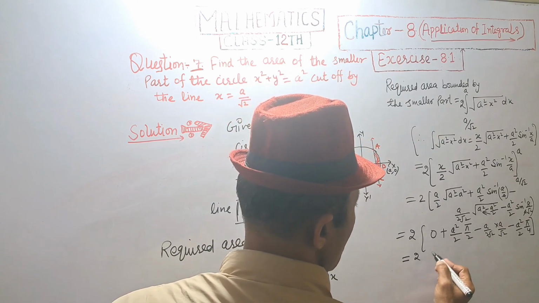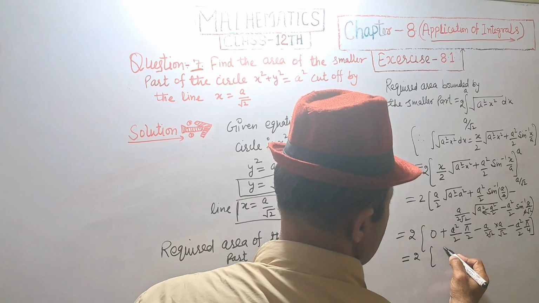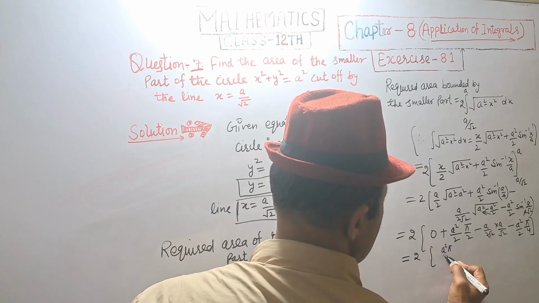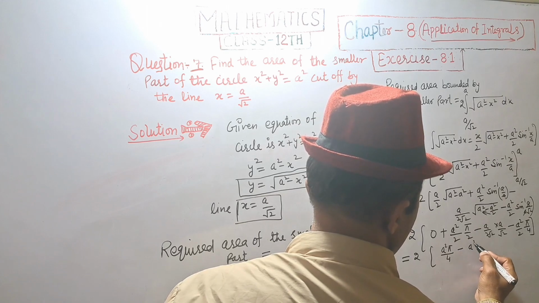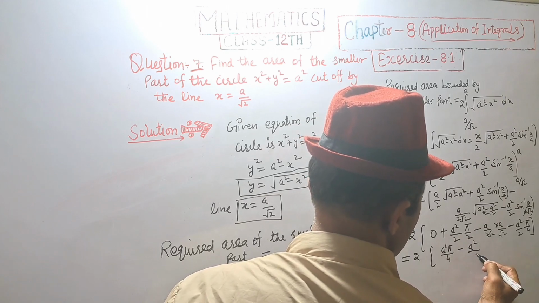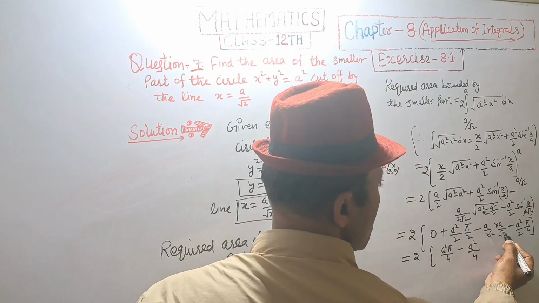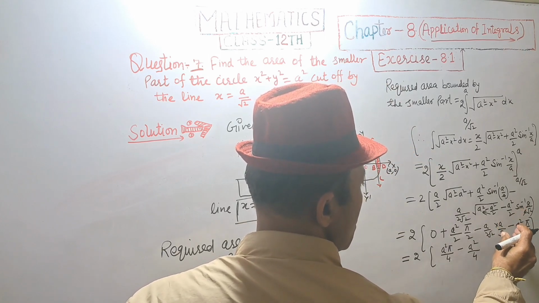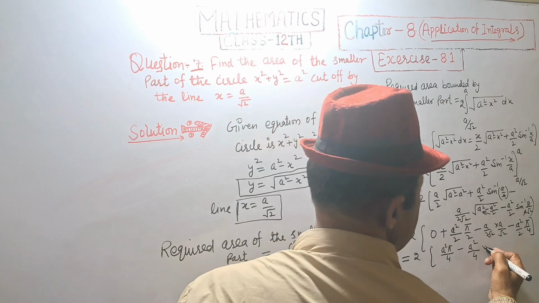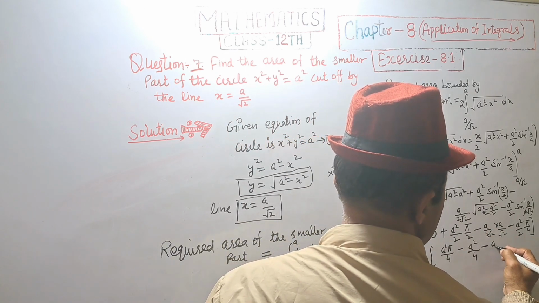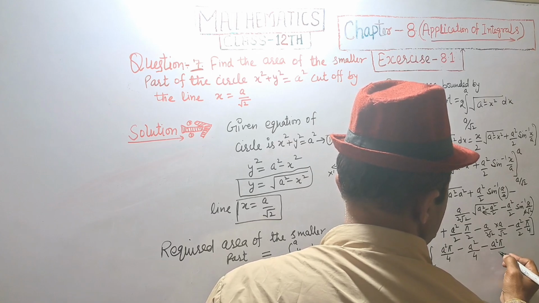This is equal to 2 into a square pi upon 4 minus a square upon 4 root 2 into root 2, that is 2 multiplied by 2, 2 twos are 4, minus a square pi upon 8.